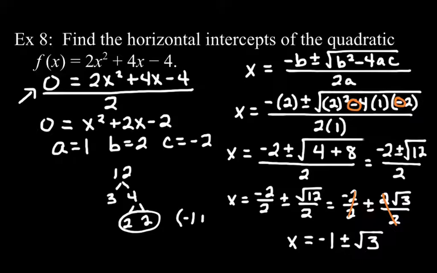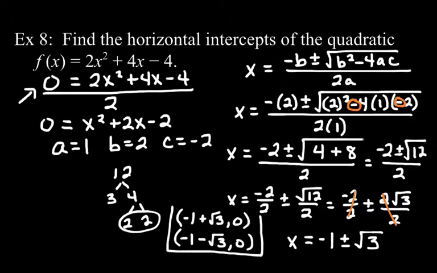-1 plus the square root of 3, comma 0. And -1 minus the square root of 3, comma 0. That's what that plus or minus does. It actually gives us 2 separate answers. And since we're going to write them as intercepts, we want them written as ordered pairs. So all of our x-intercepts, or our horizontal intercepts, will have a second value of 0.